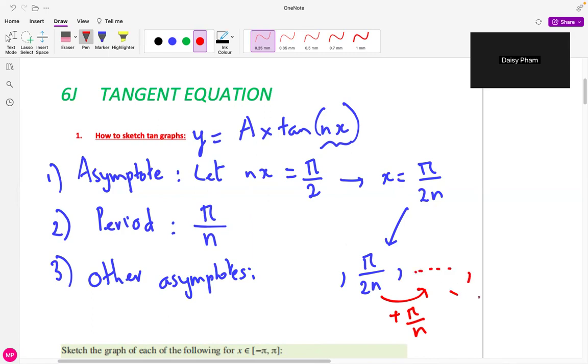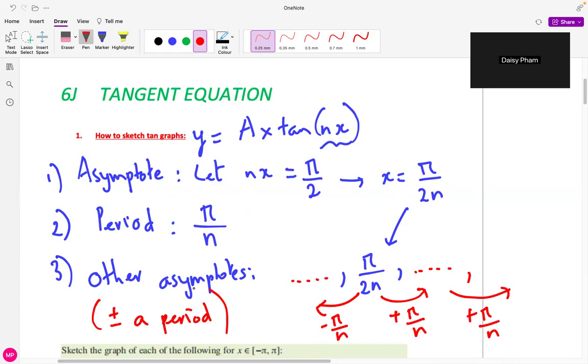And then to get further asymptotes, you just keep doing the same thing. You just keep adding a period. And you can also go backward as well. If you want to go backward, you just subtract pi over n. So to find the asymptotes, we add or subtract a period.